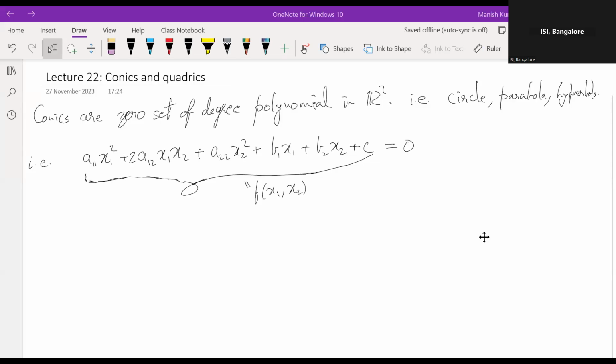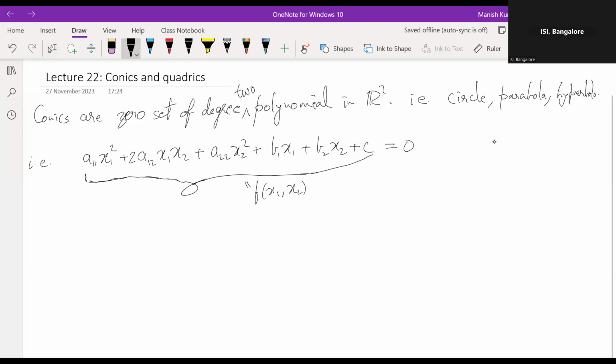So conics and quadrics are basically zero sets of degree 2 polynomials. Conics are zero sets of degree 2 polynomials in R2, so they are curves, and quadrics are surfaces, zero sets of degree 2 polynomials in R3. Degree 2 is missing here.